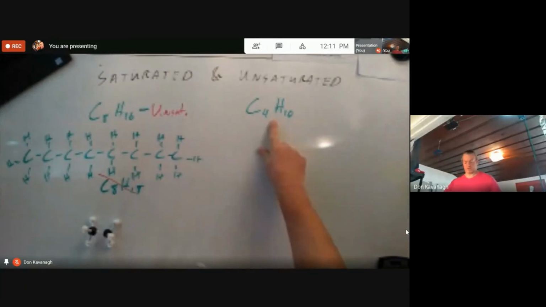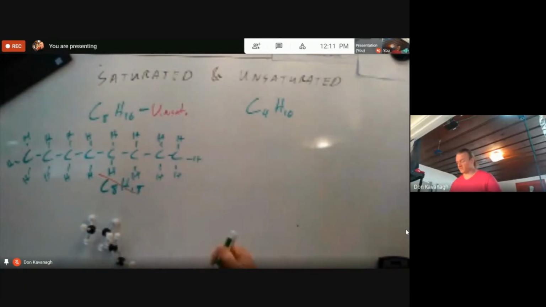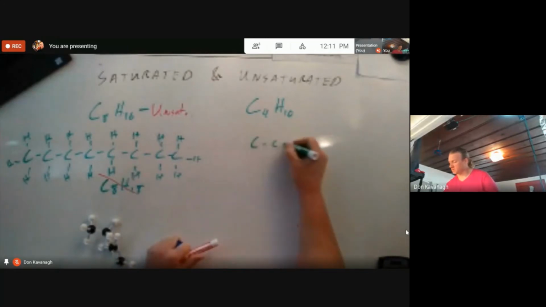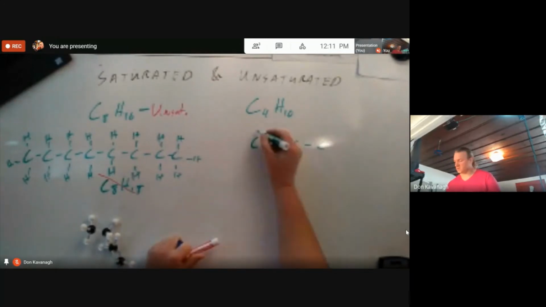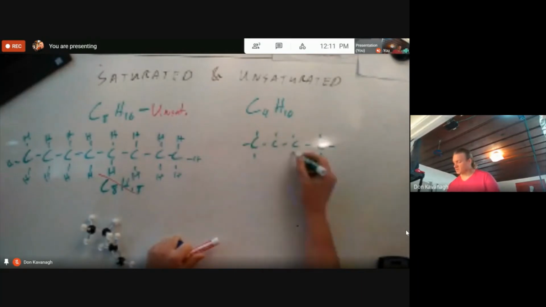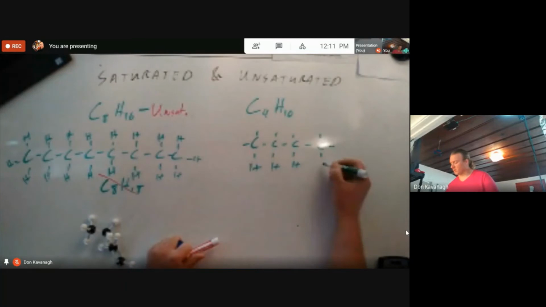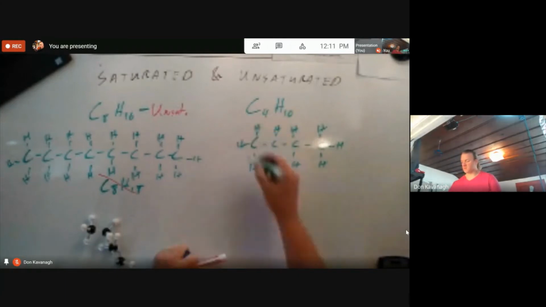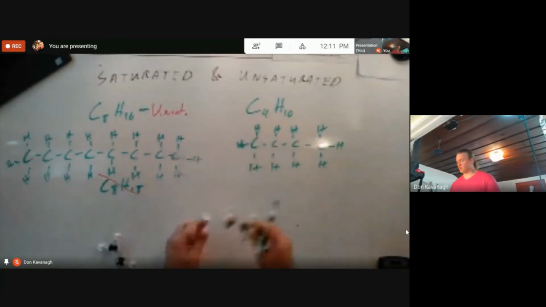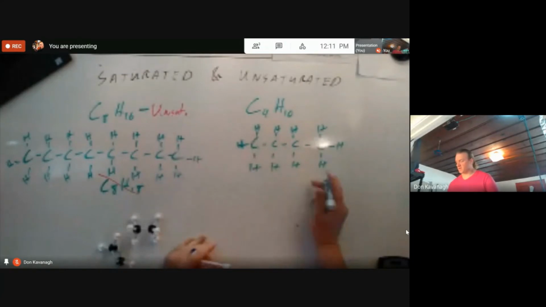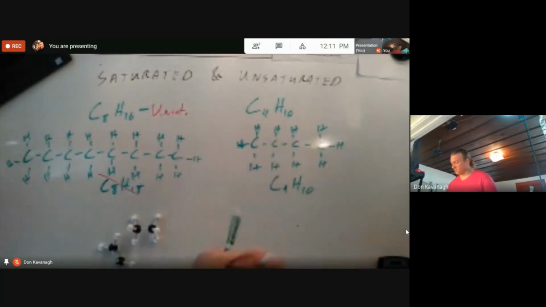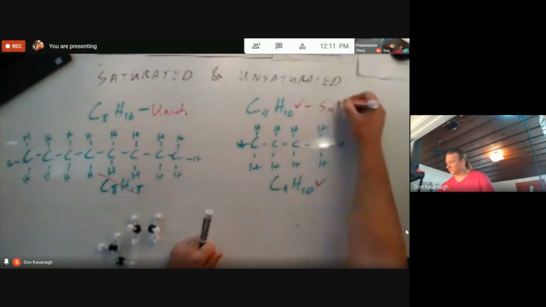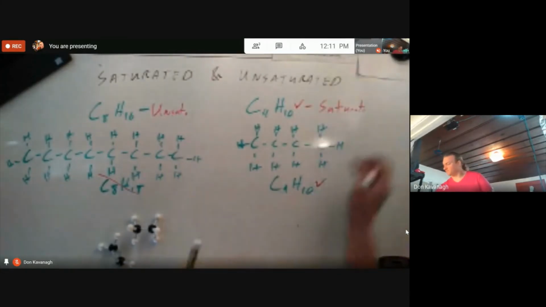Let's see if this one is saturated or unsaturated. C4H10. So again, my backbone of 4 carbons, and then I'm going to fill in my hydrogens, making sure every carbon is bound just like this one. So my prediction of a saturated C4 is 1, 2, 3, 4, 5, 6, 7, 8, 9, 10. Okay. Since these 2 formulas are the same, this is a saturated molecule.